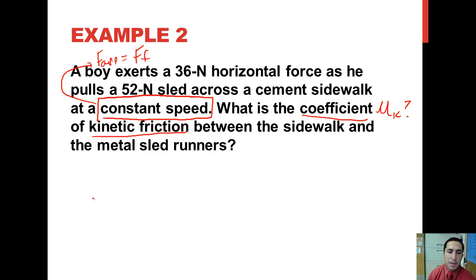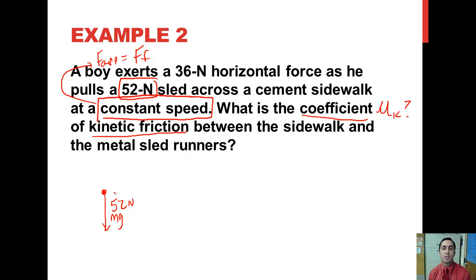Alright, let's draw a free body diagram. There's the sled. Oh wait, are we talking about the boy or the sled? What's the free body diagram going to be about? Well, the boy is exerting a force on the sled that he's pulling. So this will be representing the sled. And its weight down, be careful on this. You see how it says 52 newtons for the sled? You will leave that as 52 newtons. You're not going to multiply by 9.8 because it's already in newtons.